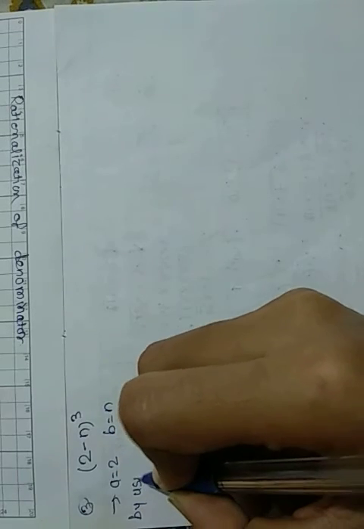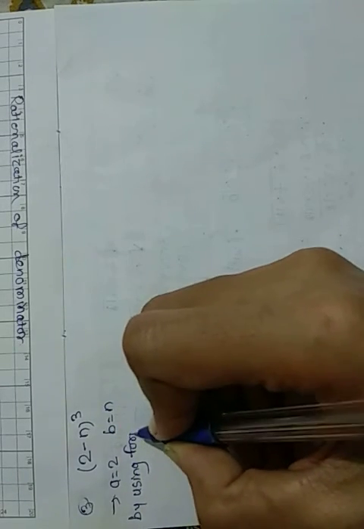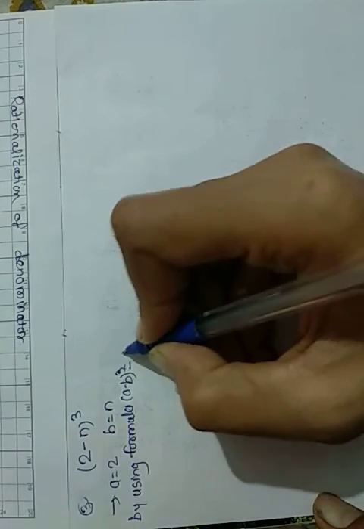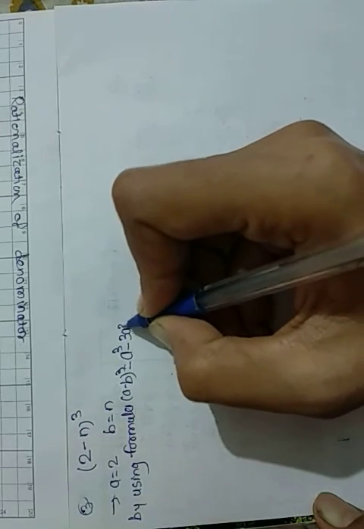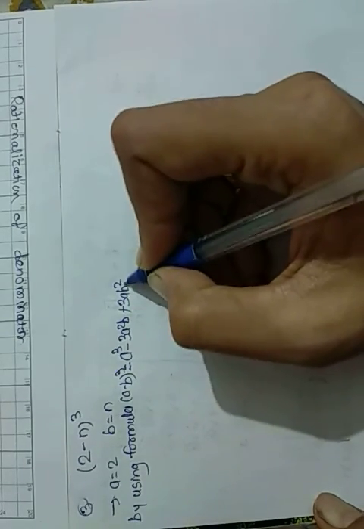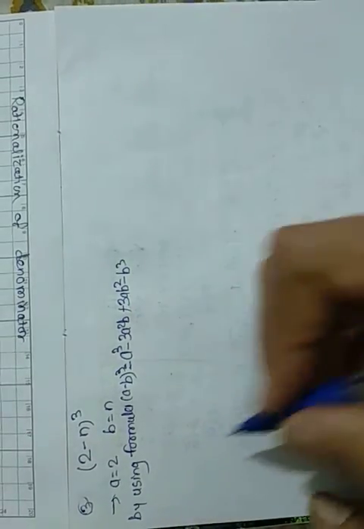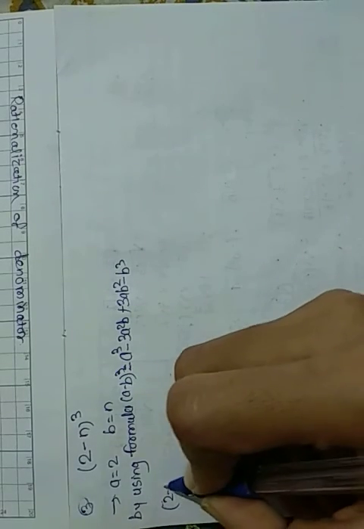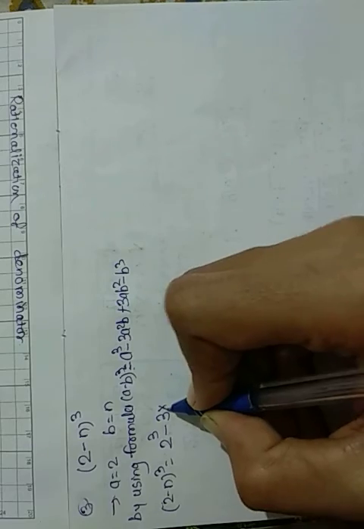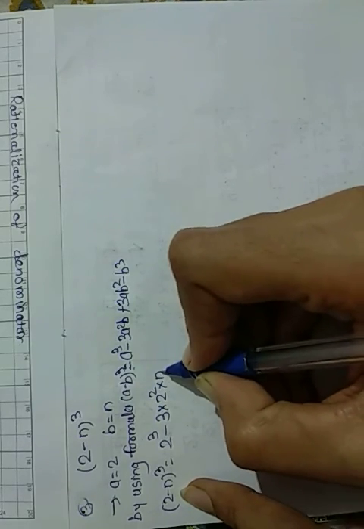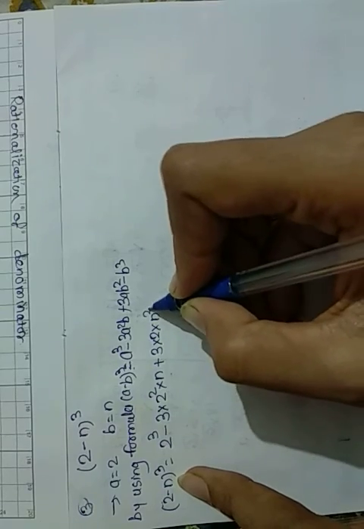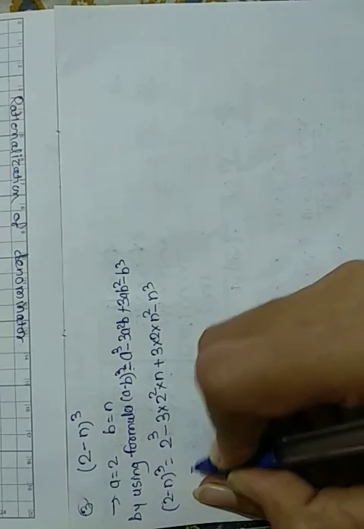Now by using the formula, (a − b)³ is equal to a³ − 3a²b + 3ab² − b³. So here (2 − n)³ is equal to a³, meaning 2³, minus 3 into 2² into n, plus 3 into 2 into n², minus n³.